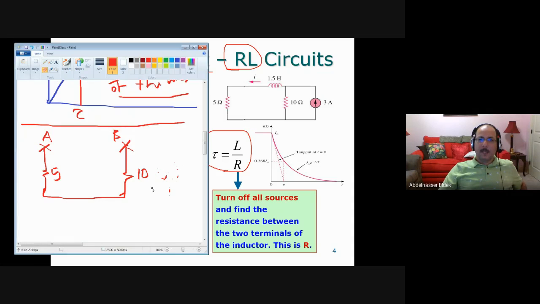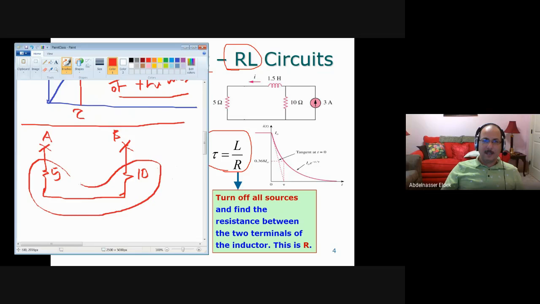So finally, you will have this simple circuit that has only 10 ohm and 5 ohm. Then what is R in this case? R is 15, because 5 and 10 are in series. So R is 5 plus 10, which is 15. So R equals 15.